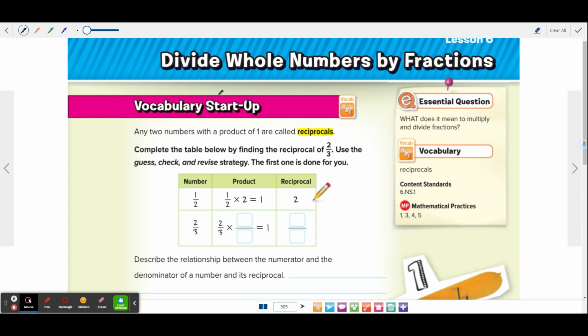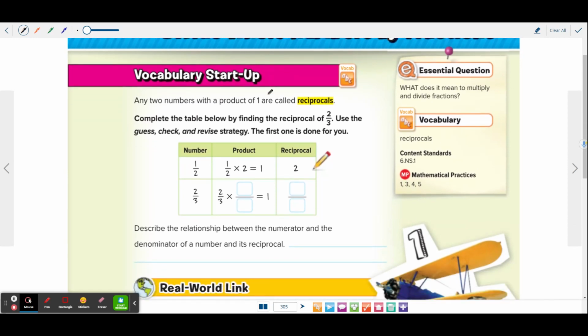All right, so today we are doing lesson 6, which is dividing whole numbers by fractions. A vocabulary word that we need to know is reciprocals. Reciprocals are basically the upside down, flip flopped version of a number, kind of the opposite. So 2/3, we flip upside down, that's 3/2, right? Remember when we did the keep, change, flip? This is the flip. So 2/3 times 3/2 would be 1, okay? Because these would cancel and these would cancel, and it would just be 1.